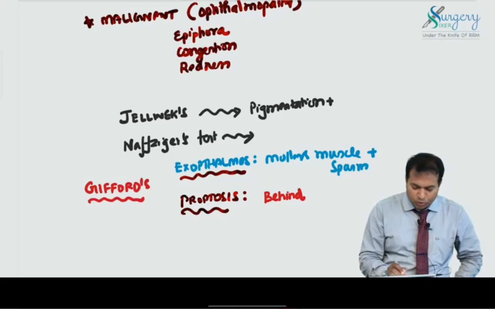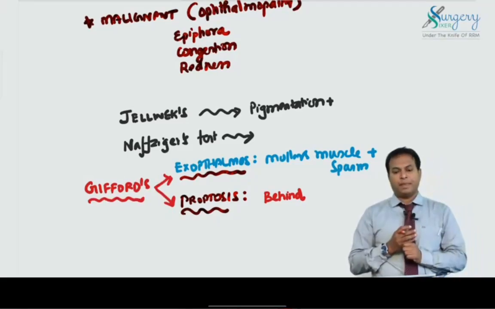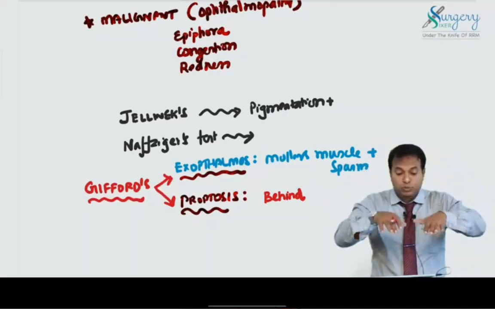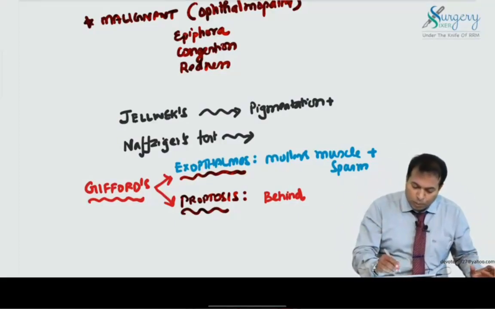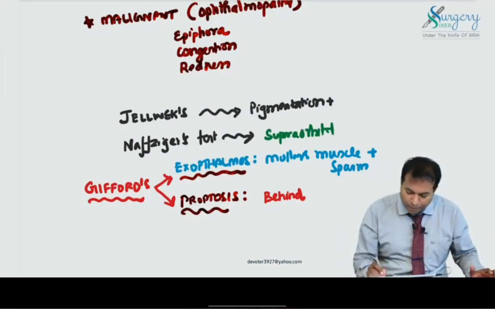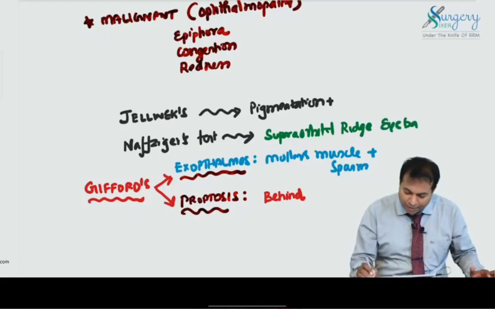Gifford to differentiate between exophthalmos and proptosis. So Naffziger's test is a test you see from the supraorbital ridge. You make the patient sit down and you see from the supraorbital ridge. Usually the eyes will not be seen. Above the supraorbital ridge, you will never see the eyeball. So beyond the supraorbital ridge, if the eyeball is seen, it is known as Naffziger's test.